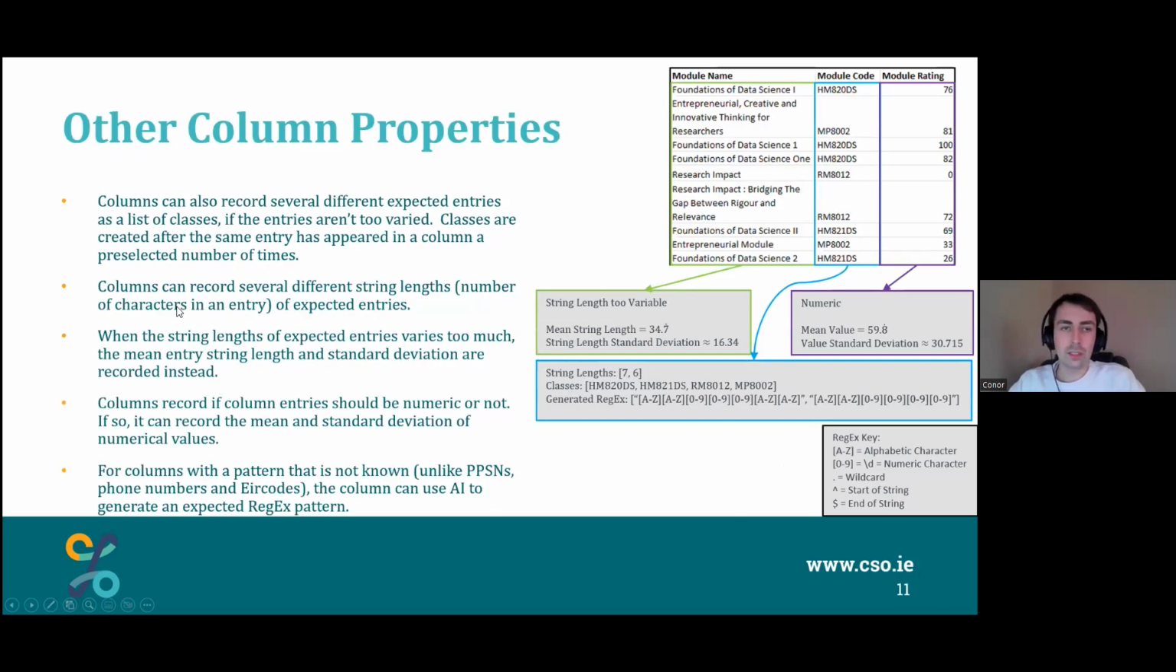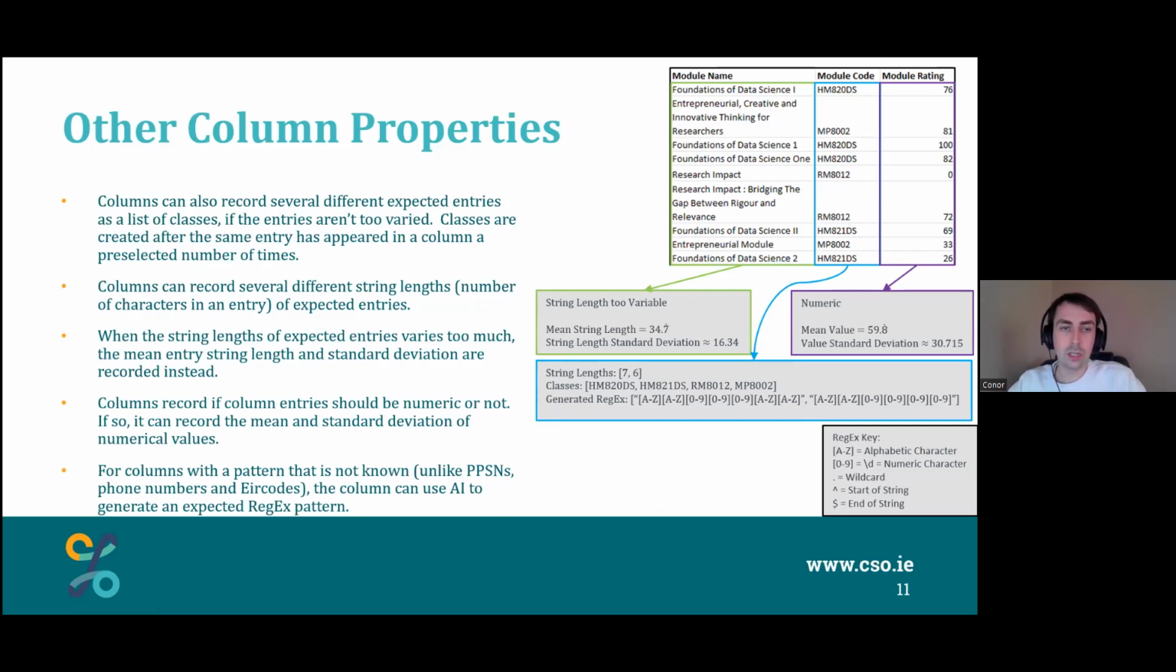So columns can contain many other properties, such as classes. In this context, classes are a set of expected values a column is supposed to have. This is visible in the module code column, where 4 recurring module codes are saved. Entries that are not one of these 4 classes would be flagged by the program, but this will be discussed later in further detail. Columns will also record the expected length of its text entries, known as string lengths.